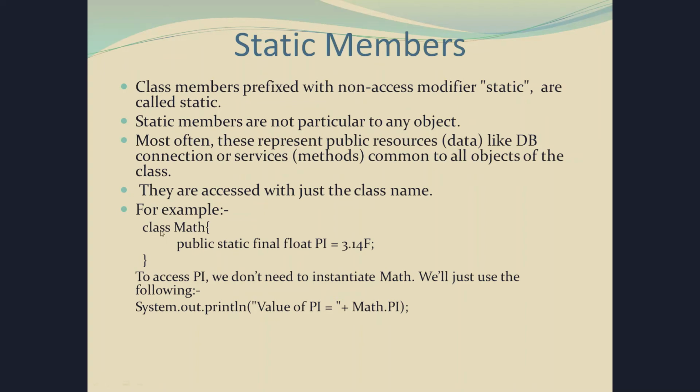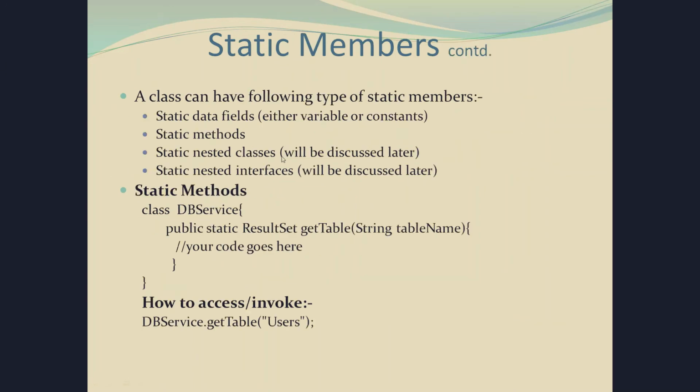As you can see here, there is a class named Math, and there is a variable public static final float PI = 3.14f. If I need to access this PI, then we don't need to create any object of type Math. We can access this PI with the class name directly, as you can see here: Math.PI. So in the case of a static member, you don't need to create any object. You can call those members directly with the class name. Clear?